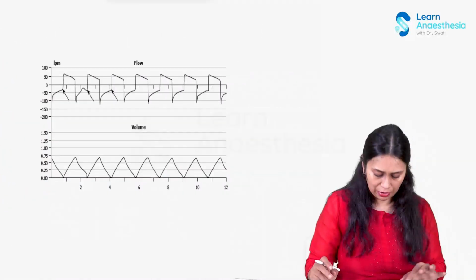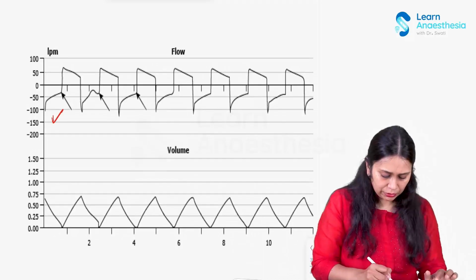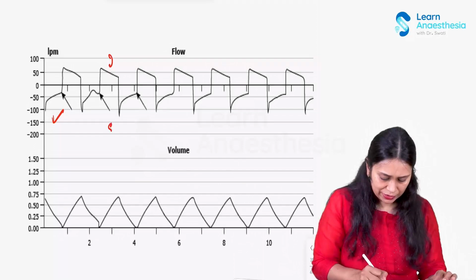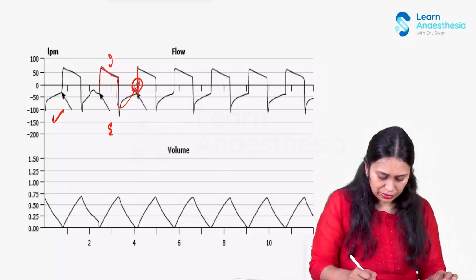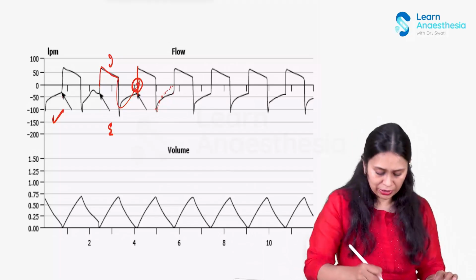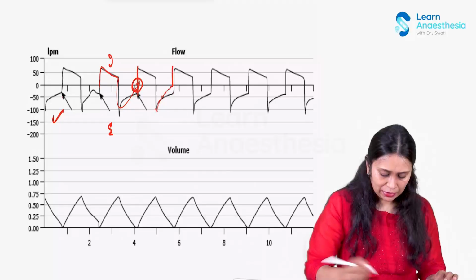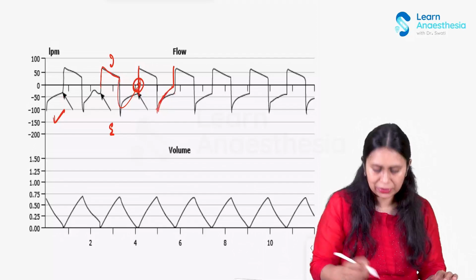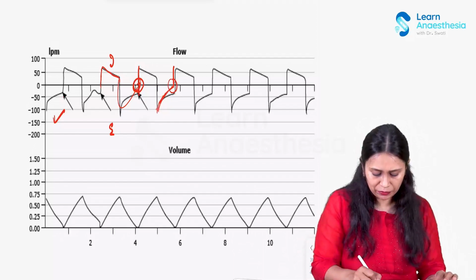If you see this graph, the upper one is the flow time graph. This is the inspiratory flow, this is the expiratory. So inspiratory flow, and now expiration has started. Before it touches the baseline, the next inspiration has started. The expiratory flow should touch the baseline, the red line which I just drew, and then the inspiration should start.